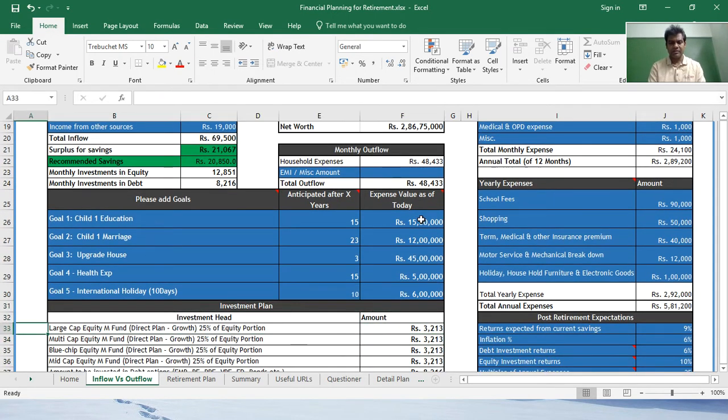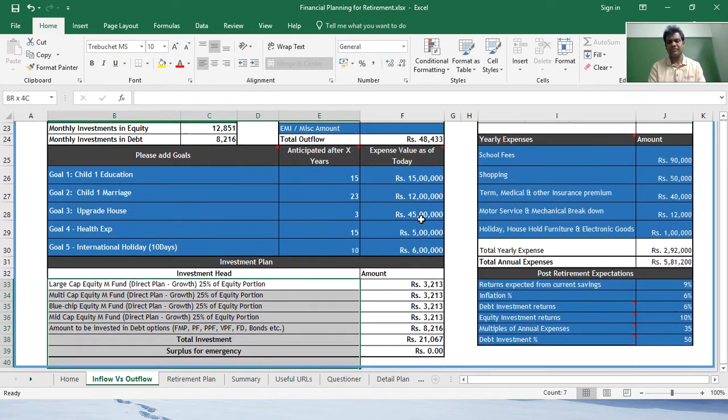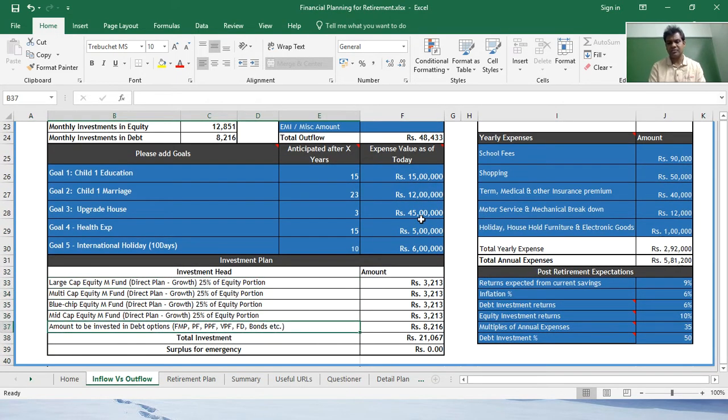So after entering all these things, it will tell you how much you should invest into equity and how much into debt. The breakup is also given. Your 12,800 rupees is distributed into four equity mutual funds: 25% in large cap, 25% multi cap, 25% blue chip and 25% mid cap. It also suggests how much you should invest into debt, that is 8,000. Obviously the number will come a little odd, like 3,200. So you can think of rounding it to 3,500 if you have a surplus, or maybe 3,000. Or you take two funds at 3,500 each and the other two funds at 3,000 each. That could be another way.